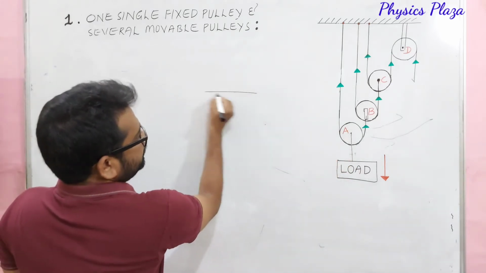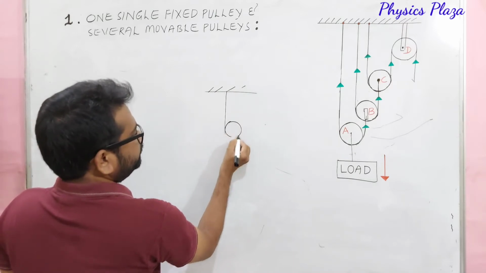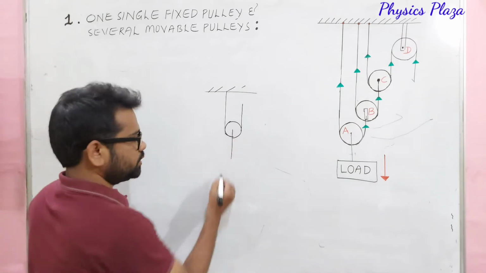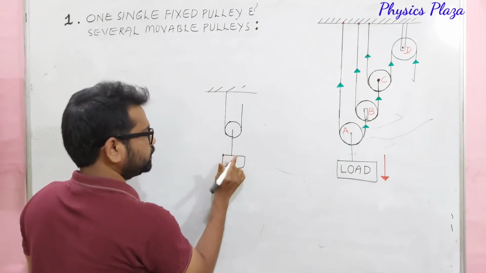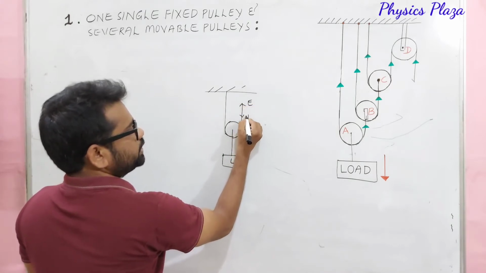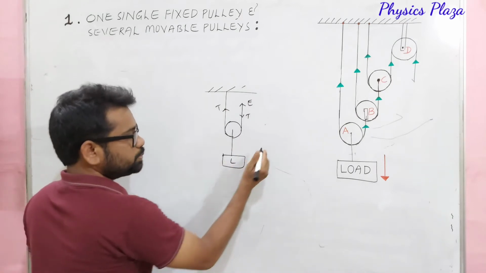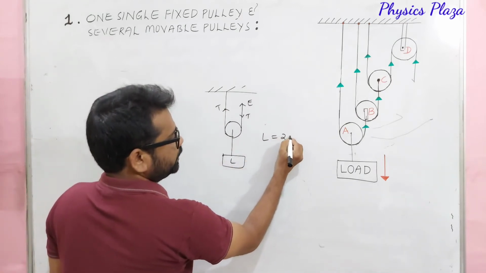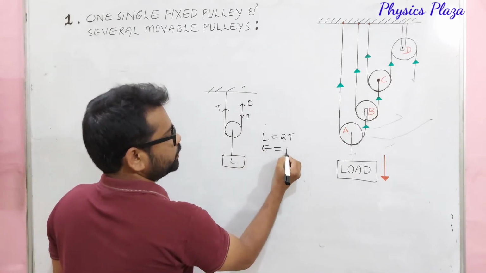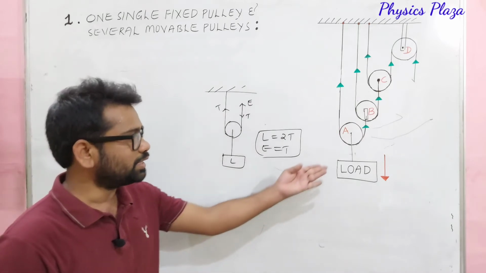Children, in the case of a single movable pulley, here is the system. Here is the single movable pulley which we have. Here is the load. Here is the effort. The load is balanced by tension, and the effort is balanced by tension. So children, here the load is balanced by 2 tensions, am I right? Whereas the effort is balanced by a tension only. This is a very important clue which we have to remember in order to understand this system.